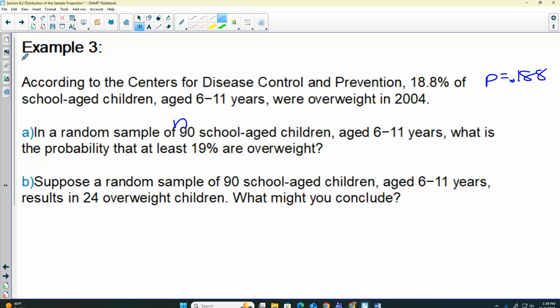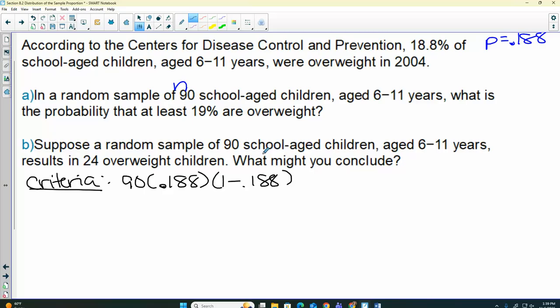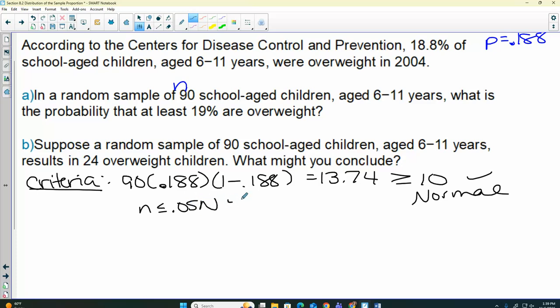Before I actually solve my problem, we need to check our criteria. My n was 90. My p, 0.188, 1 minus p. And that's 13.74, which is definitely greater than 10. So that one's good. That means we can assume it's normal. Is 90 less than 5% of my total population? We're going to assume all school-aged children, 90 would be less than 5%. Like I said, most of the time we can't verify it. We're just making sure we're thinking about it.